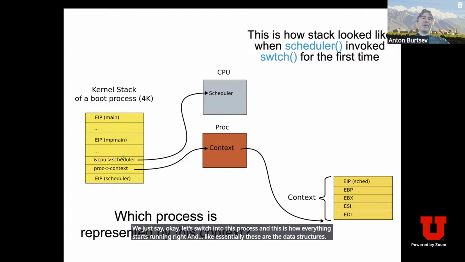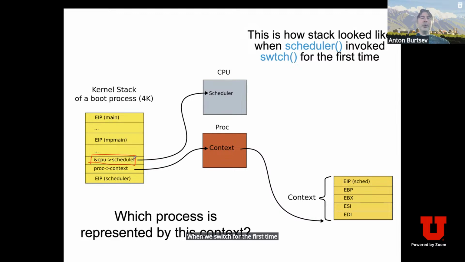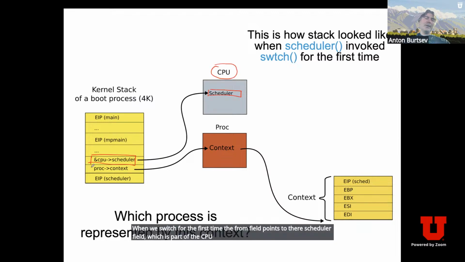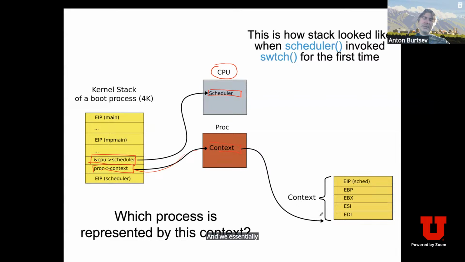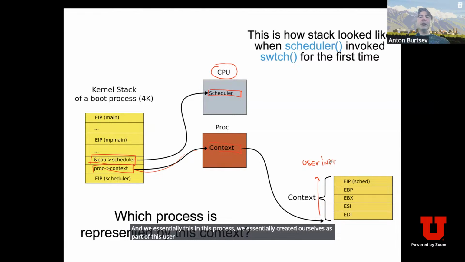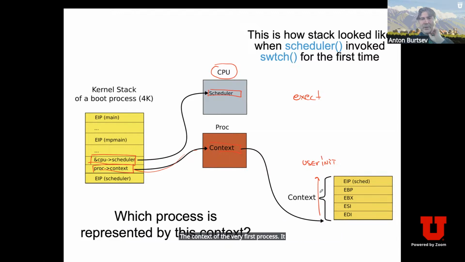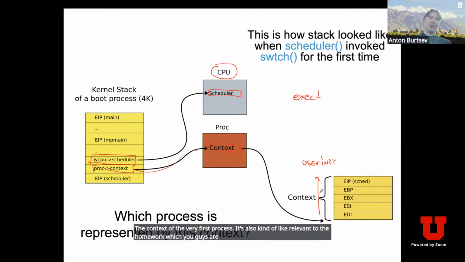When we switch for the first time, the from field points to the scheduler field, which is part of the CPU data structure, and the context field points to the context of the very first process. This process we essentially created ourselves as part of this userinit routine, which we discussed when we were talking about exec. We talked about how the very first process was created. So this is the context of the very first process.